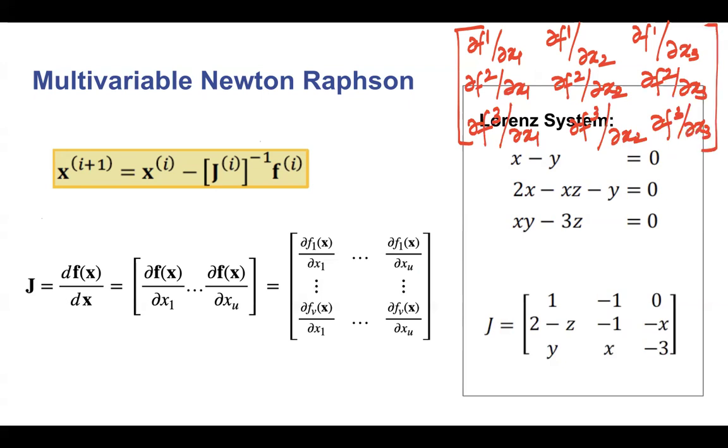Once you've got the Jacobian matrix, you have to take the inverse of the Jacobian matrix and pre-multiply. This has to be multiplied like this only: inverse matrix, then f of x, and it has to be subtracted.